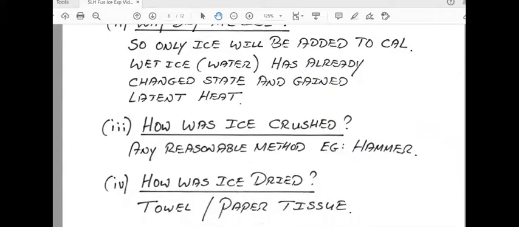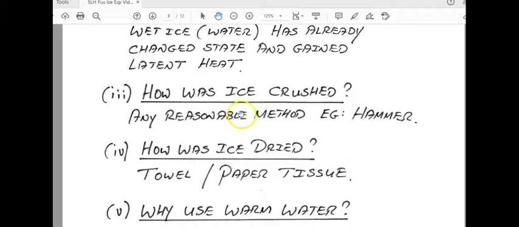How was the ice crushed? Well, any reasonable method of crushing the ice would be accepted here. Use a hammer or any other method like that. How was the ice dried? Very simple. You use a towel, you use tissue paper, you use something like that.